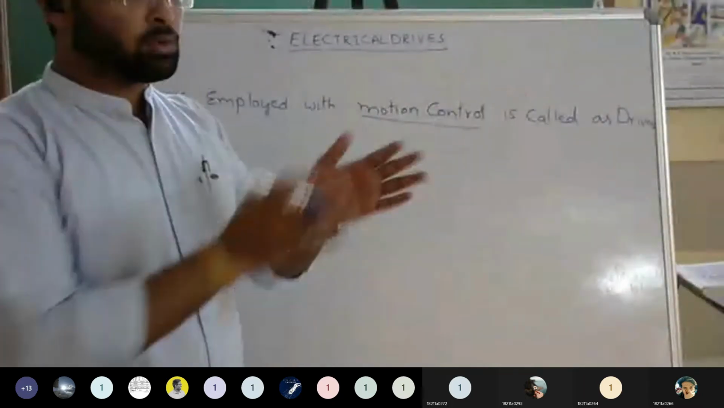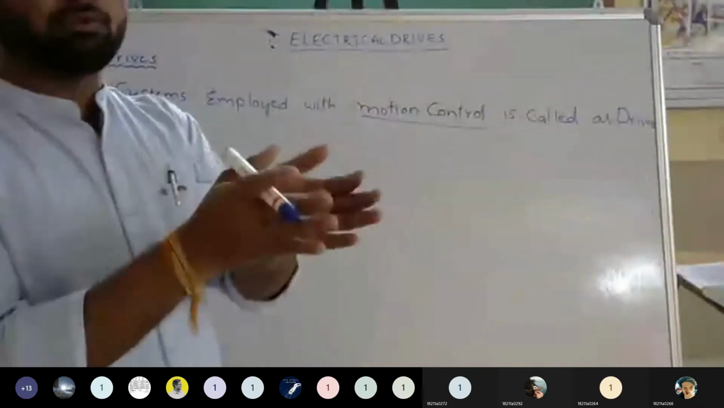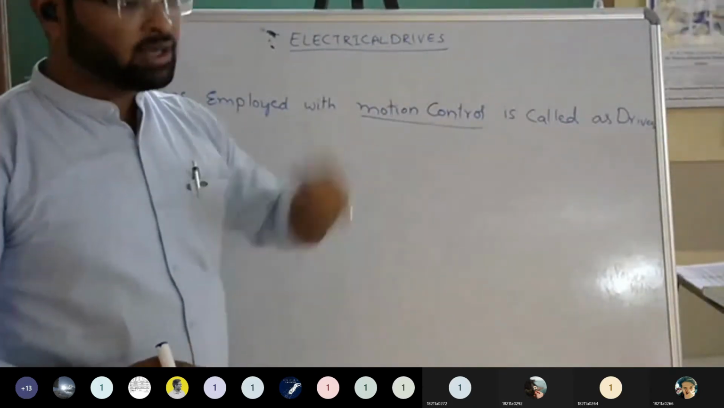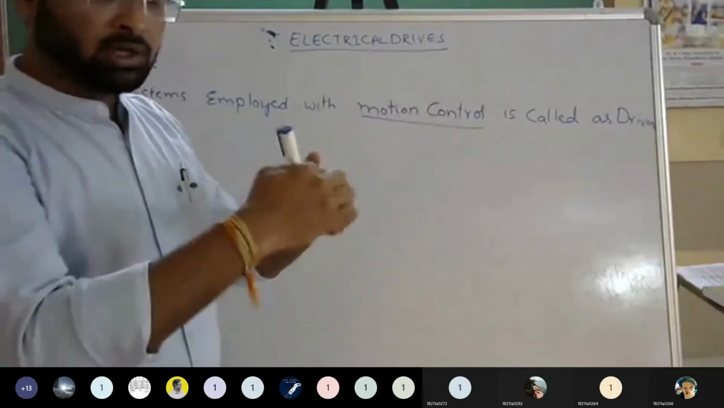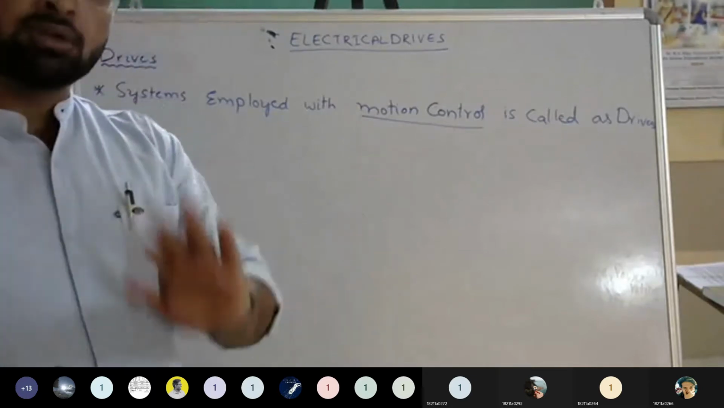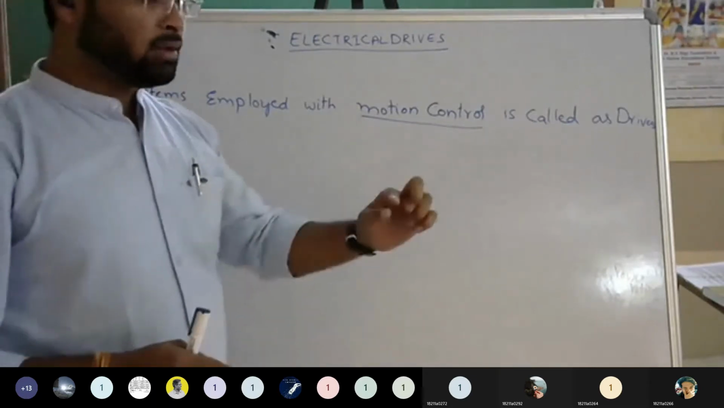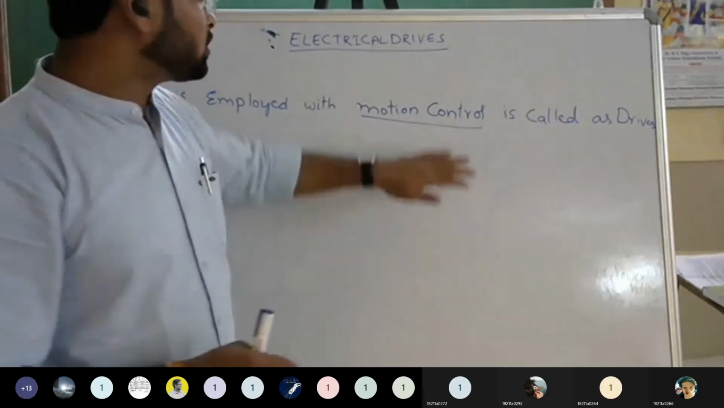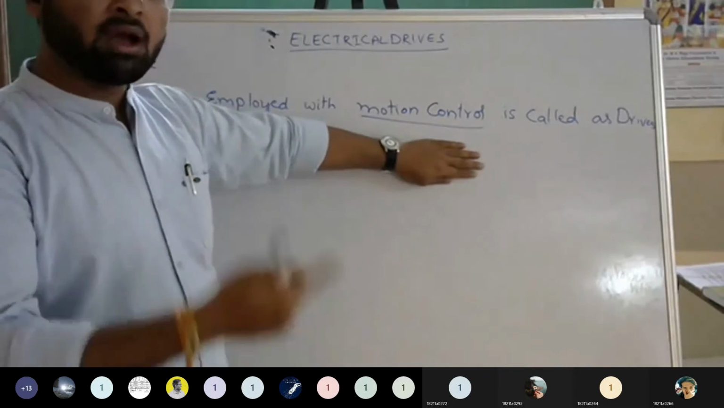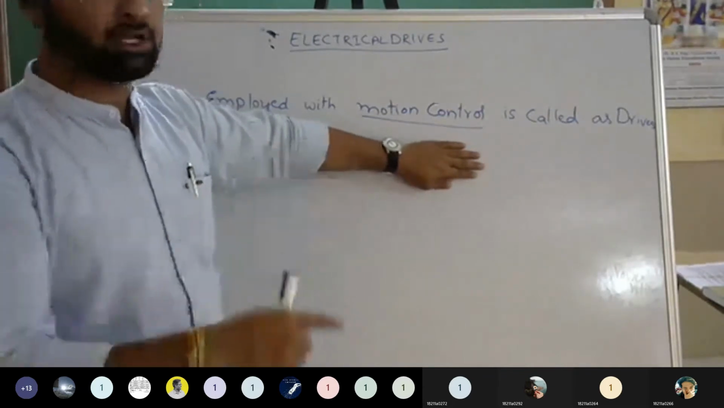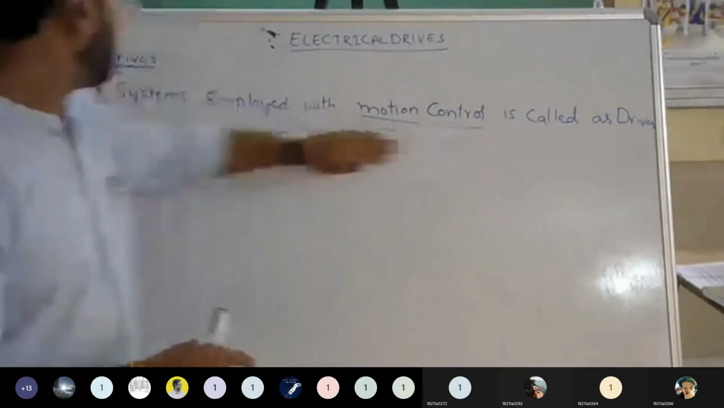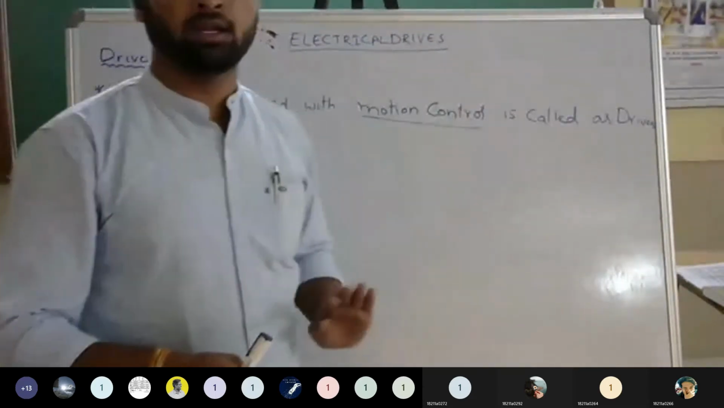Any particular load, suppose an auto rickshaw, it has to move from one place to another place, like transportation. And suppose any load has to move linearly, or if it rotates rotationally, it will move. That is also motion. Speed is also motion, how much speed it is moving. So that motion control, whatever the system will do, either in a linear way or in an angular way. Angular way means rotational, like a motor rotating, like a fan rotating. That motion control, whatever the system will do, that one is called a drive.